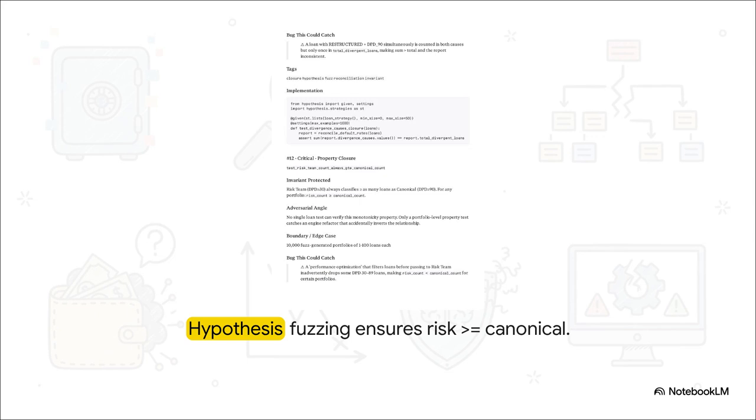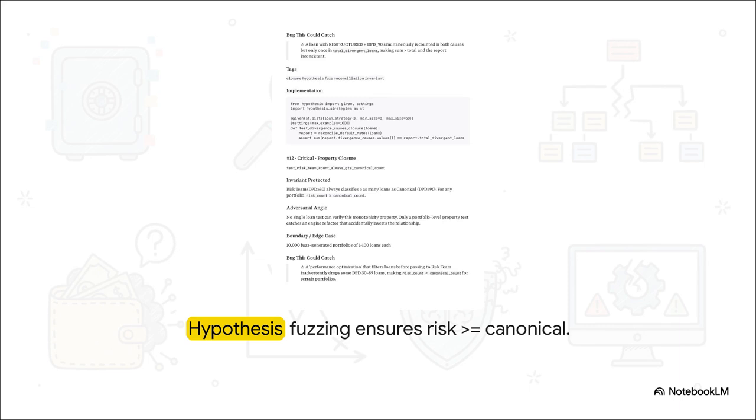And here we see the Hypothesis Python library in action. It fuzzes up to 10,000 different, completely randomized portfolios just to enforce a concept called monotonicity, which is really just a fancy way of saying one number must always go in the same direction relative to another. Think about it. The risk team considers loans defaulted at just 30 days. The canonical model waits until 90 days. Therefore, by the absolute fundamental laws of logic, the risk team's default count must always be greater than or equal to the canonical count. Always.